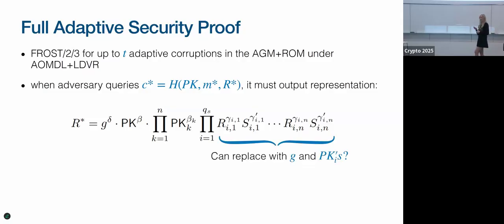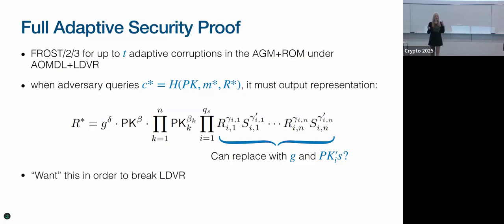So the question here is whether or not we can replace the term on the right-hand side with just the generator and the partial public keys. Because if we can, this looks a lot like the LDVR problem, right? We have R star equals the product of public keys. So if we can get to this structure, then we end up having a reduction to LDVR.